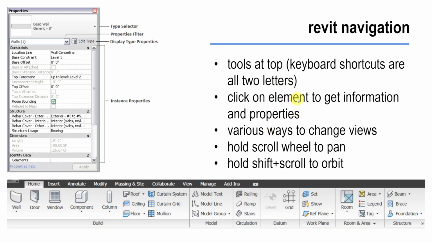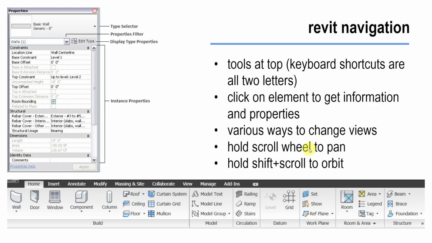Anytime you click on any element or any piece, you get information about that and all of its different properties or different pieces of information that we can add to said wall or window or whatever it might be that we've clicked on. There are a bunch of different ways to change around your view. The project browser is the most popular or common one, but I'll even show you a couple of different ways we can move and alter what we're looking at.